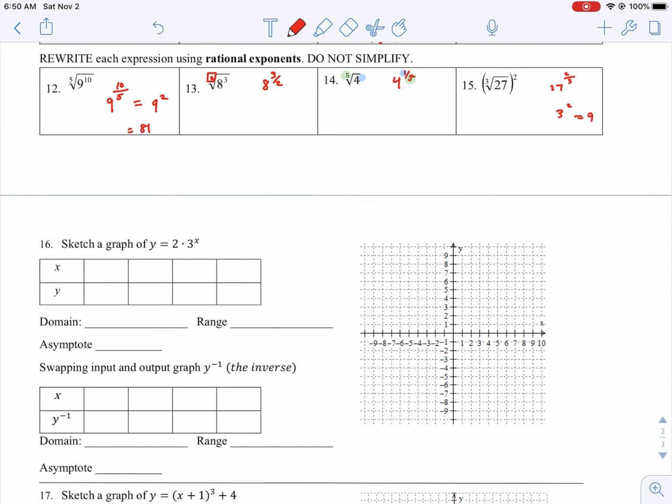Sketch the graph. Plug in 0. Zero times 0, 3 to the 0 is 1, so that's 2. Plug in 1. 3, that's 6. Plug in 2, you get 9, which is 18. Plug in negative 1, you get 1/3, which is 2/3. And you plug in negative 2, you get 2/9.